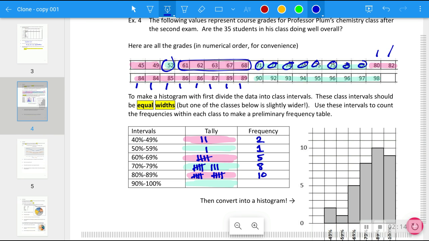In that interval, 80% to 89%. And then in the remaining one, there's, I think, 9 here. 1, 2, 3, 4, 5, 6, 7, 8, 9. So there's 9.